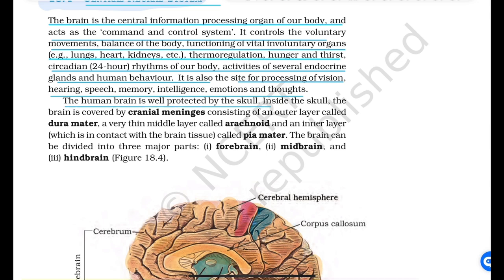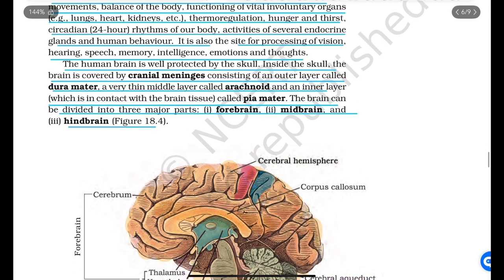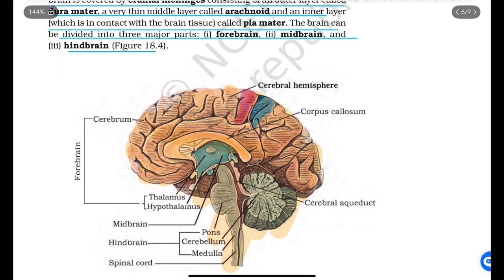The human brain is well protected by the skull. Inside the skull, the brain is covered by cranial meninges consisting of an outer layer called dura mater, a very thin middle layer called arachnoid, and an inner layer which is in contact with the brain tissue called pia mater. The brain can be divided into three major parts: forebrain, midbrain, and hindbrain. This part is the cerebrum. This is the cerebral hemisphere. This is the corpus callosum.